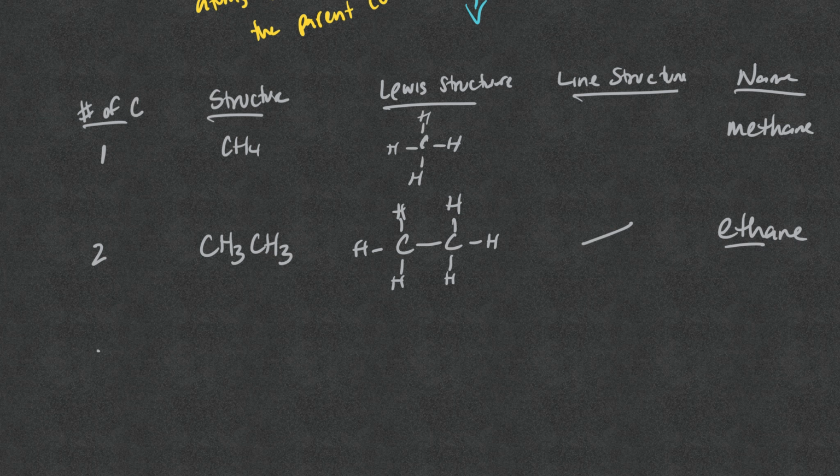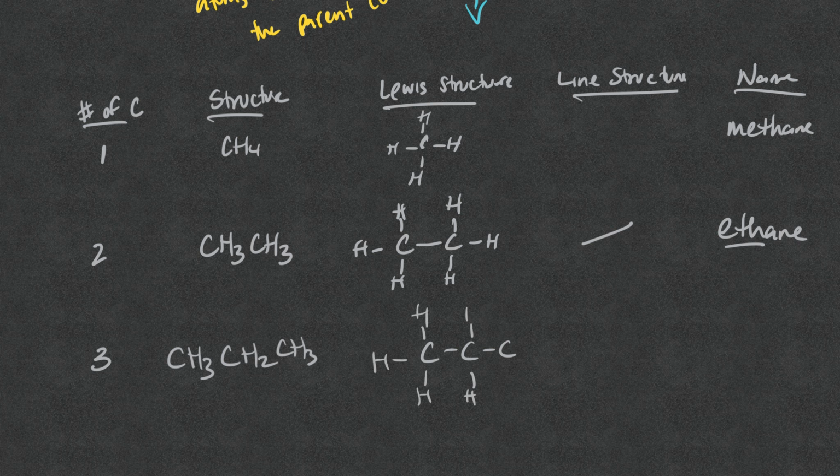All right, so what about if we have 3? So we have a CH3, CH2, CH3. All right, how does that look like? Well, we have 3 carbons. So the first one is a CH3, CH2, and then we have this CH3. All right, and so we have 3 carbons. So 1, 2, 3. That's its line structure, and we call this compound propane.